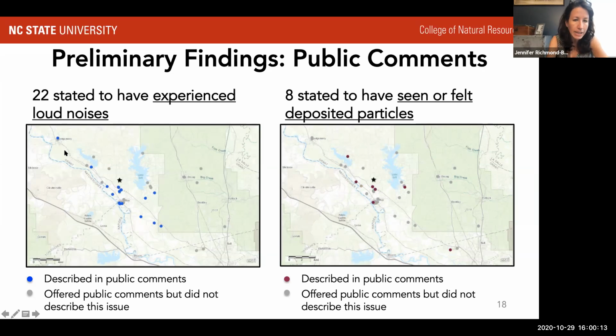But then when we look at the loud noises picture, you can see that this really extends broadly throughout the area. And we are going to be monitoring noise in addition to some of the air pollutant monitoring that we're planning in the near future. Last 8 stated that they have either felt when they were outside or seen particles deposit onto things like plants or their property. So you can see here again, this is a really simple method.